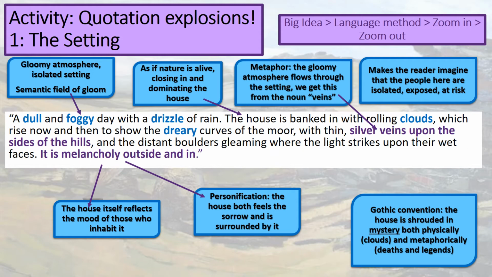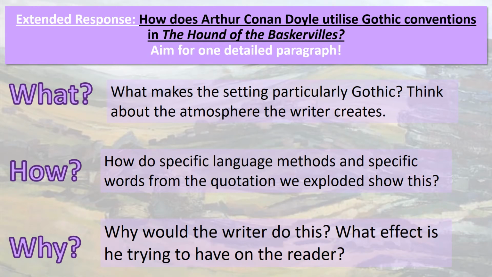Okay, so take a moment and make sure that you get down anything there so that your quotation is full of ideas that you can use. And that's especially important because next up, it's time for you to write up your ideas in an extended response. And I want you just to do your response about our quotation, the one that we've done all of that work on already. So a reminder, the question is, how does Arthur Conan Doyle utilise Gothic conventions in The Hound of the Baskervilles? And I want you to aim for one detailed paragraph.